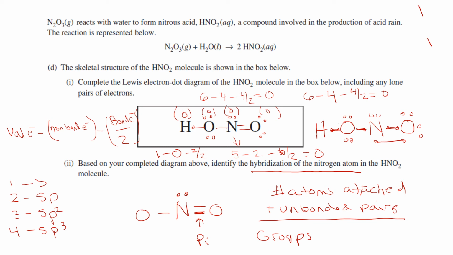Okay, so here I've got atoms. I've got 2 oxygen atoms. So I've got 2 groups that are atoms, and then I also have this 1 bonded pair. So I have a total of 3 groups. So my hybridization would be an sp2.